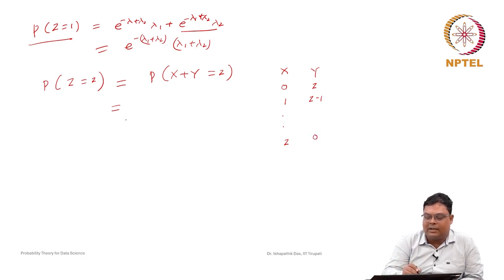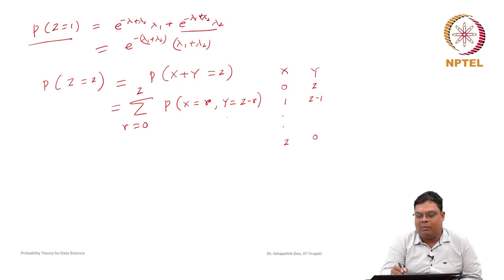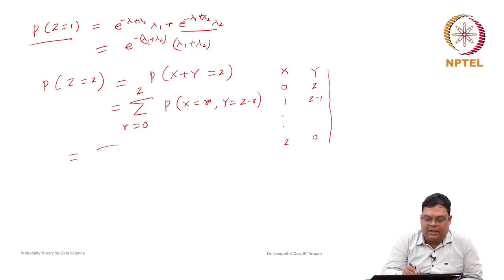So we can write this probability as the summation of the probability that X is equal to r and Y is equal to z minus r, where r is equal to 0 to z. X can be r, and the intersection means both have to happen, Y is equal to z minus r. This considers all these events: X is 0, Y is z; X is 1, Y is z minus 1; like this, X is z, Y is 0, as r goes from 0 to z. Now this can be represented as the summation over r equal to 0 to z of the probability X is equal to r times the probability of Y is equal to z minus r, because they are independent random variables.